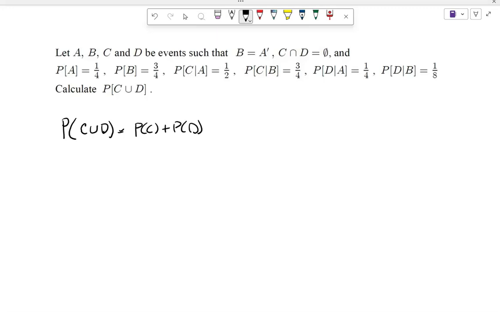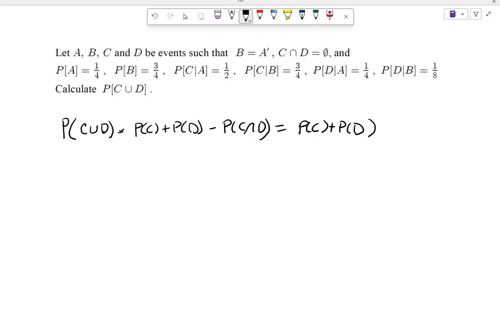And in general, what do we need to subtract off? Intersection, good. That would be what we would have in general, right? But what do we know about C and D? They're mutually exclusive, so this probability, the intersection, is 0. Good. So we can just write this as probability of C plus the probability of D. Okay so far?